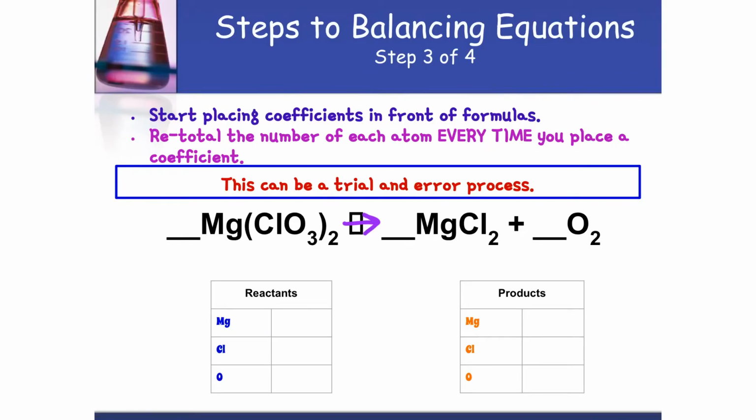Step 3 says to start placing coefficients in front of the formulas and retotal the number of each atom every time you place a coefficient. If you notice, our magnesiums both have 1. Our chlorines both have 2. So the only thing that is not balanced at this time is our oxygen. Well, what can we put in front of oxygen to make the product side have 6? I can put a 3, because 3 times 2 is 6.